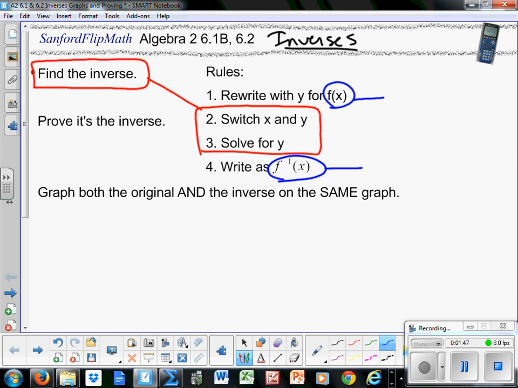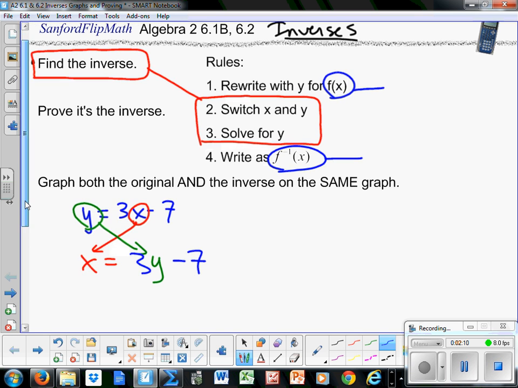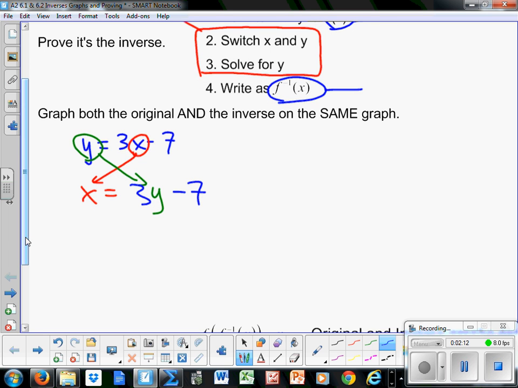A very speedy example might be something like y equals 3x minus 7. If we were going to find the inverse, what we would do is take the x variable and the y variable and swap them. The rest is still 3 something minus 7. So it did say y equals 3x minus 7, and now it says x equals 3y minus 7. A little switcheroony, and after that it's just solve for y.